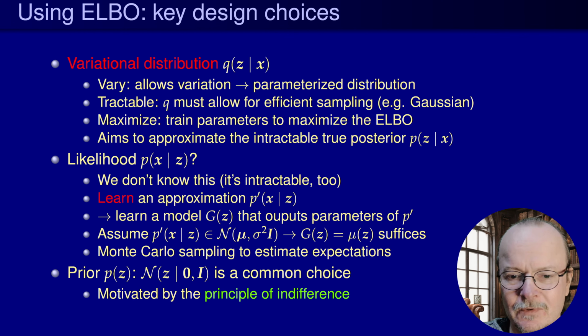Empirically, this choice has been shown to work well across various applications. This choice is also motivated by the principle of indifference, also known as the principle of insufficient reason. In the absence of any specific knowledge about the latent space, all possible values should be treated as equally likely.